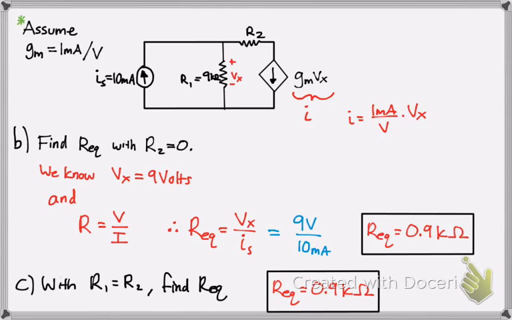It's kind of like a trick question, so watch out: because the resistor is in series with the current source, it doesn't really matter what the resistor is, because that current source dictates how much current is going through there anyway. So the equivalent is still the same.